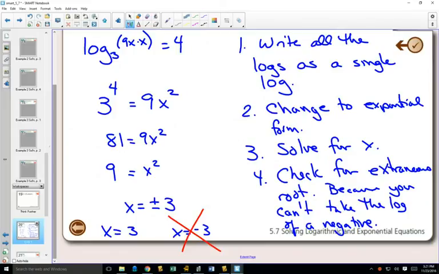Okay, ones that we can do for practice are 3, 4, and 9.